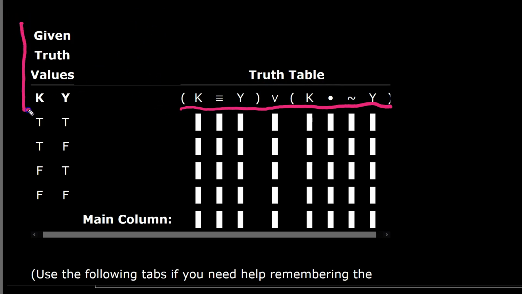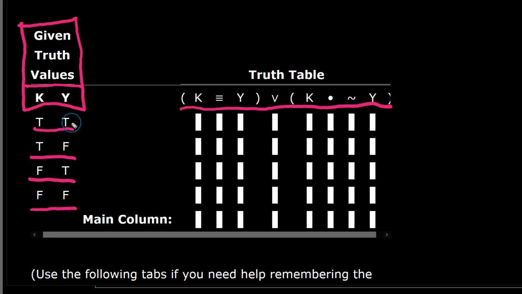Over here we have an indication of all the possible truth values for both of the sentence letters, K and Y, which occur in this complex proposition. And so all we're going to do is check for each of these designations of the truth value of K and Y respectively, what will be the outcome of the truth table. So when K is true and Y is true, what will be the outcome of this proposition?